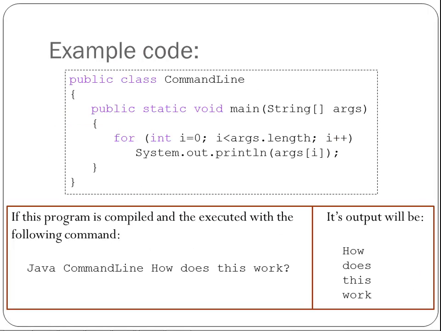So here's some example code. I have my public class CommandLine, my main method with String args in the parentheses, and then I have a for loop. For int i equals 0, i less than args.length, i++, I'm going to print out args at element i. If this program is compiled and executed by the operating system with the following command, java CommandLine how does this work, its output will be each word on a separate line. How, new line, does, new line, this, new line, work.